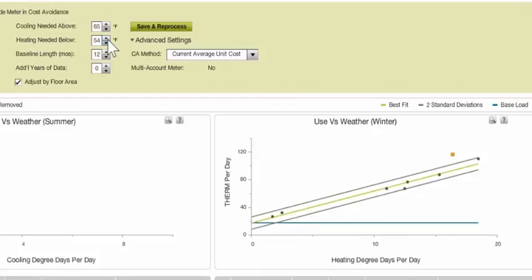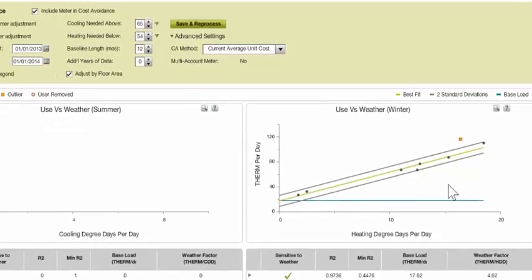I would say right around there is probably a good model for this gas meter in this building. In other words, these are all legitimate heating months, not much here, but a little bit, and these months have more heating in them. So that's, I think, a pretty good model.